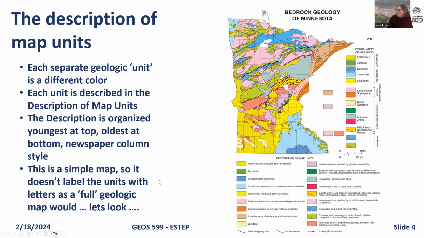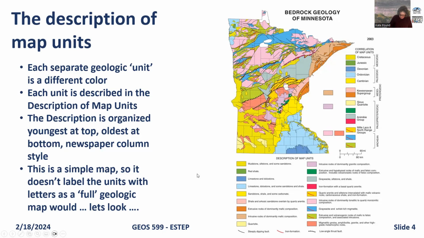What usually happens is each of these colors gets identified with a bunch of letters, and that's to help one pick out what each color is, because sometimes there's colors that are kind of similar. Look at this color here, extrusive rocks of dominantly mafic composition. One could confuse that with the color down here, migmatitic gneiss, amphibole granite, and other high-grade metamorphic rocks.